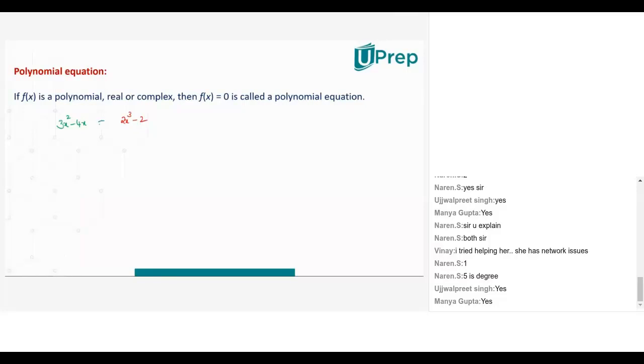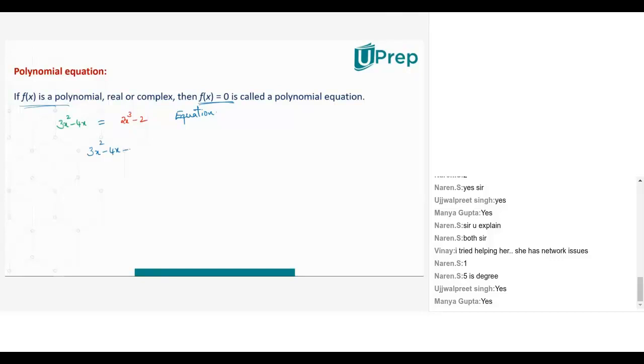Now, to bring uniformity in the definition, when I expressed it in mathematical words, I said if f of x is any polynomial, then f of x equal to 0 is called a polynomial equation. But here the right hand side is not 0. Now what we mean here is do the simple mathematical operations that we learned. 3x square minus 4x. Can I carry this 2x cube to this side and write it as minus 2x cube? Minus 2 also carry it to the left hand side, it becomes plus 2. Now the right hand side becomes 0.